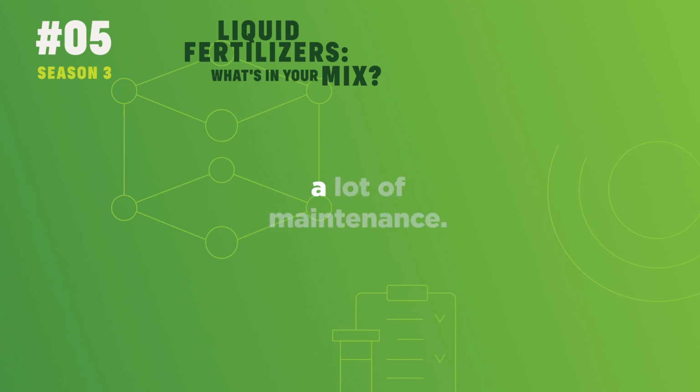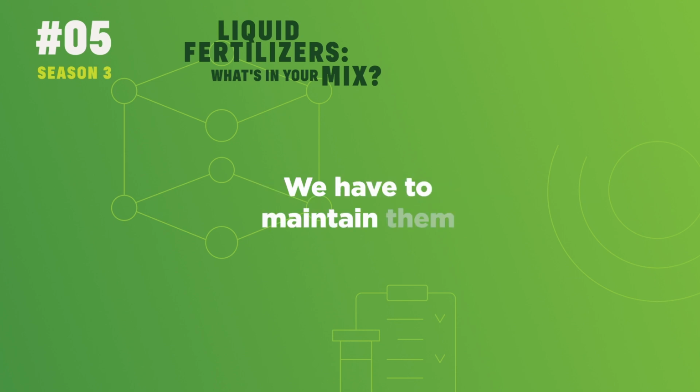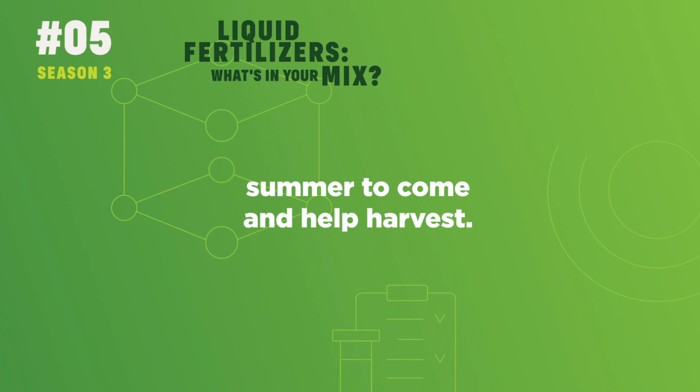Fruit crops require a lot of maintenance. We don't pull them out of the ground after harvest. We have to maintain them many, many years. So we also have 3 people that help us prepare ground and do all of the farm work. I have a farm foreman and 2 farm crew. And then I have 2 research technicians that help maintain and keep all of the research going. They each have a full-time support person. We don't have any mechanized harvesters for anything we do. So I hire 10 to 15 people every summer to come and help harvest.